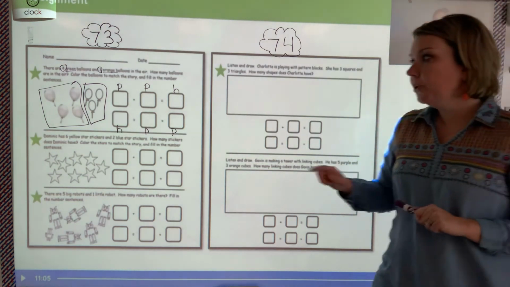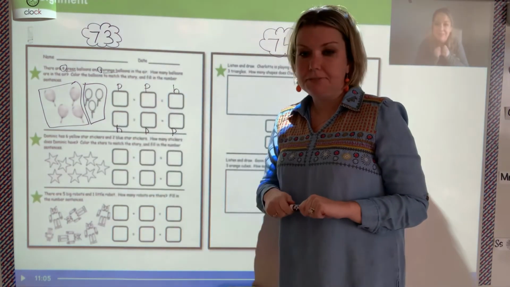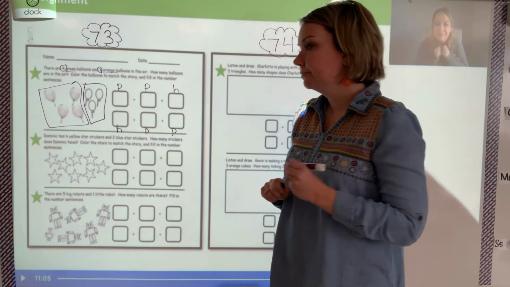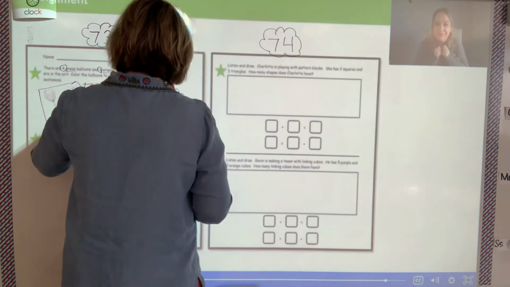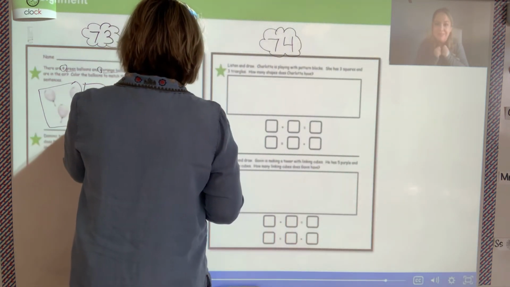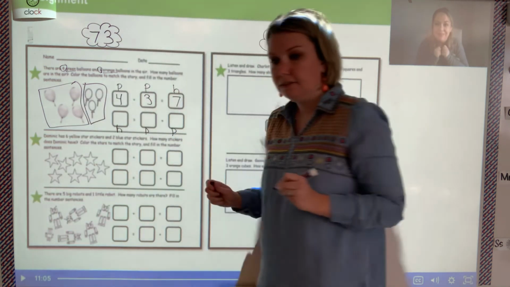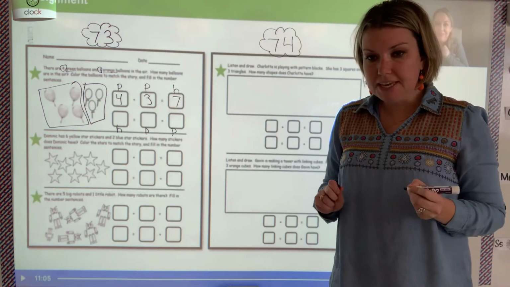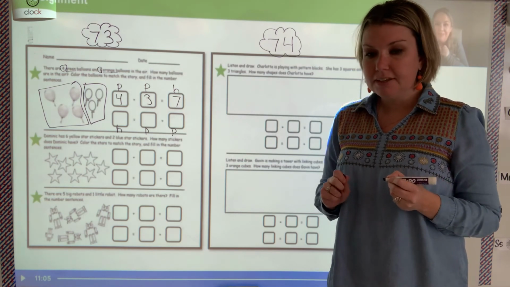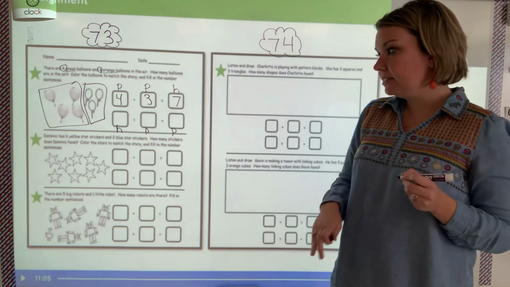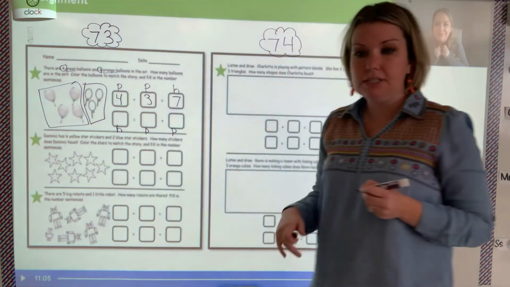Anya, what am I going to write here in my top number sentence? 4 plus 3 equals 7. Anya says I write 4 plus 3 equals 7. Did 4 and 3 make 7? Absolutely.